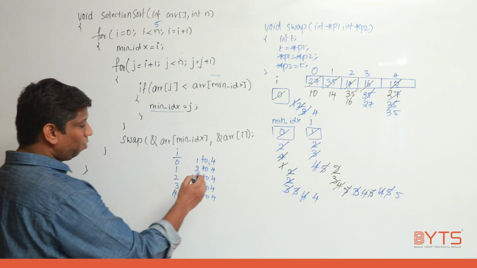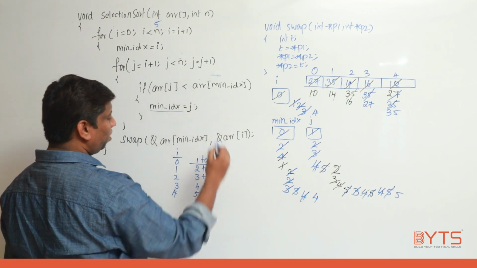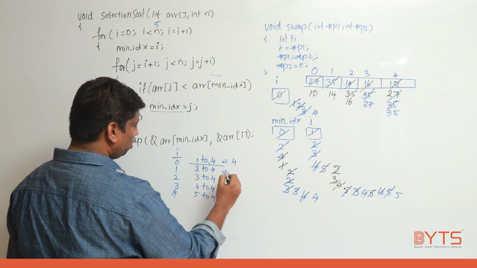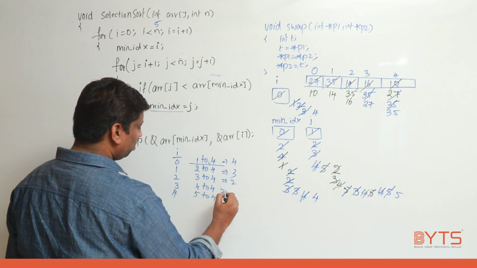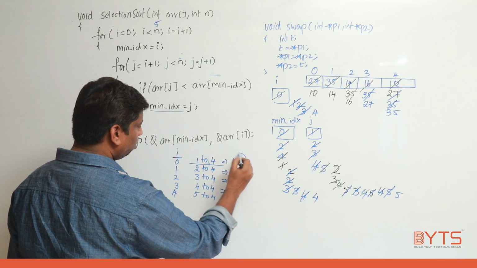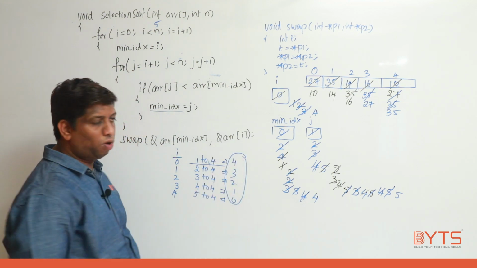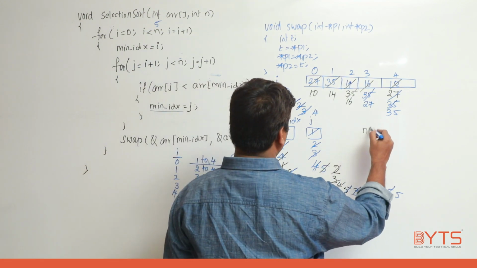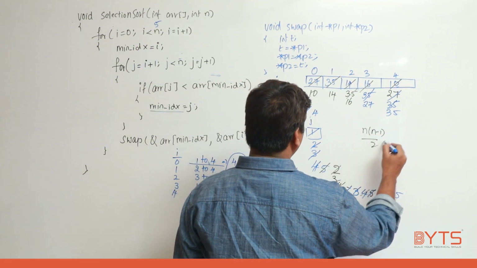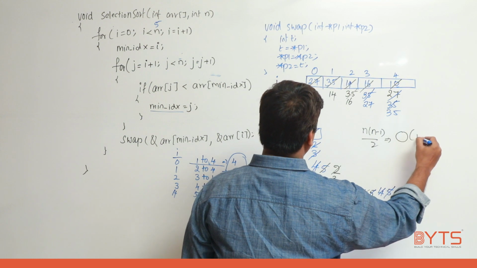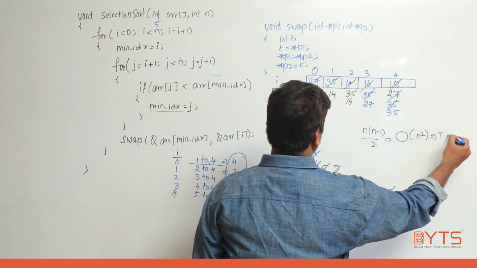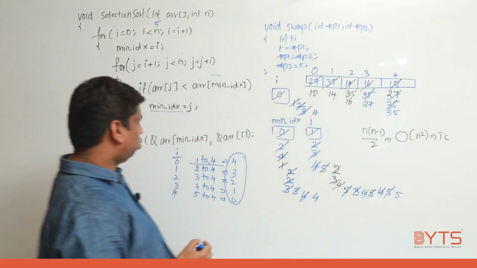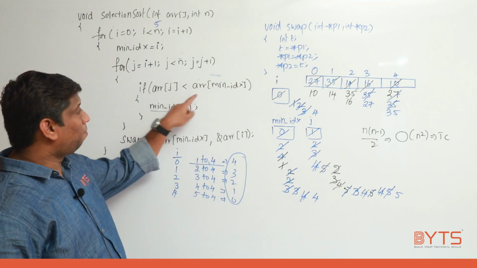So here how many comparisons did you do? 4 comparisons, 3 comparisons, 2 comparisons, 1 comparison, 0 comparison. So 4 plus 3 plus 2 plus 1 is the sum of the first n minus 1 natural numbers. What is the sum of the first n minus 1 natural numbers? N into n minus 1 by 2. That is nothing but time complexity, which is O of n square. I hope this is very clear. So this is about inner loop comparison.